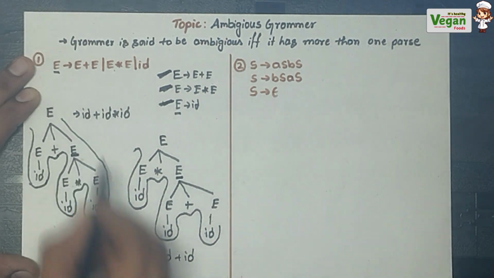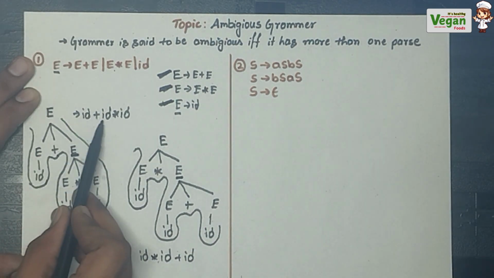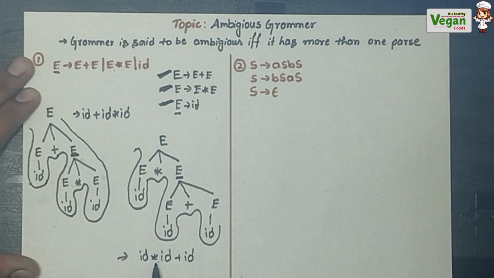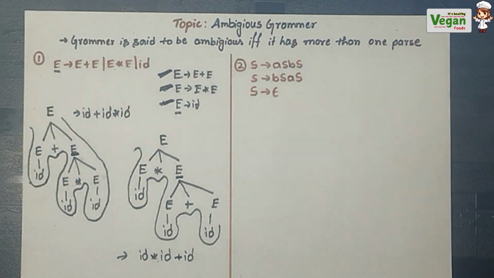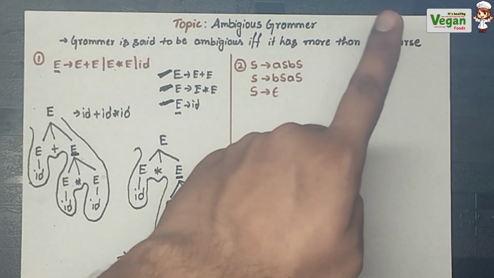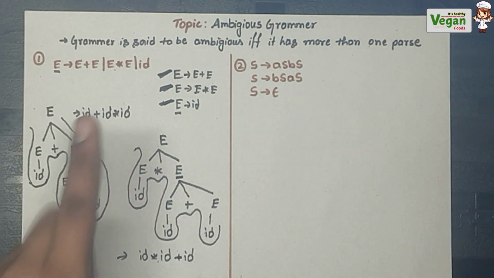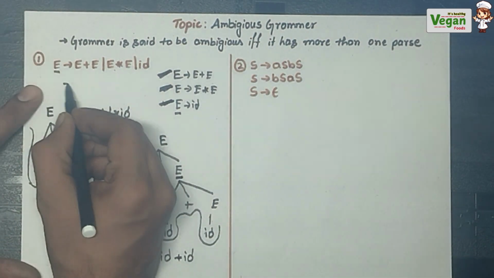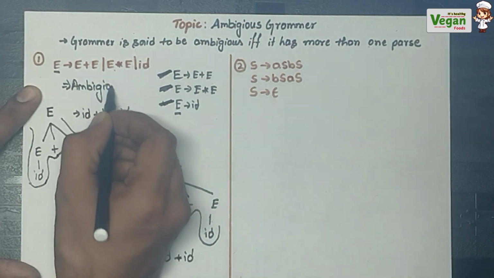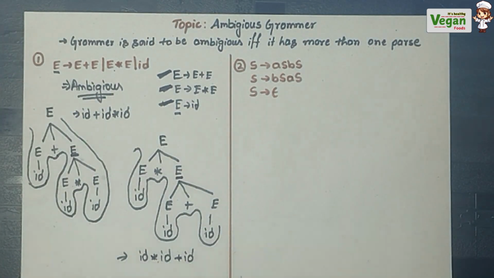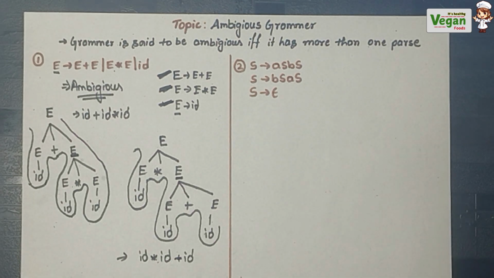If you compare these two, ID plus ID star ID and ID star ID plus ID, both are different. One is starting from plus, the other is starting from star. So we can conclude that since we have two parse trees, that is, more than one parse tree, the given grammar is an ambiguous grammar. Now let's jump to the second problem.